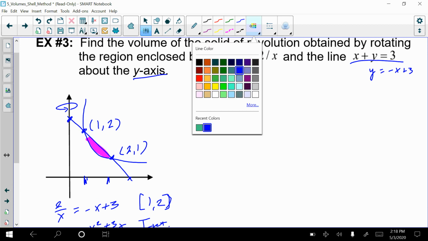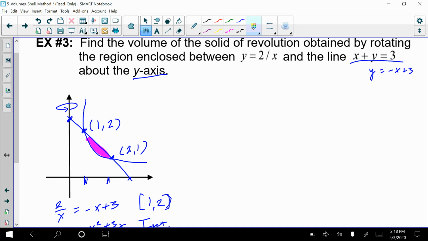So let me go ahead and change colors here so that everything doesn't blend together. Now we have the interval, so we're ready to identify what the definite integral for the volume is going to be. Very similar to the example that we saw in the first video, the region is found by two curves, the linear function and the rational function, where that purple region is going to be. And we're going to take the difference of them.